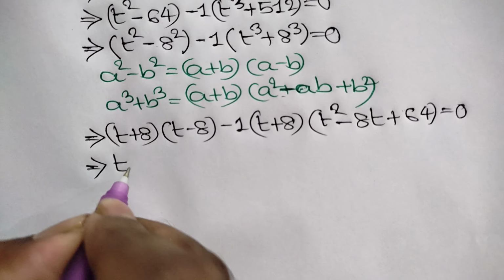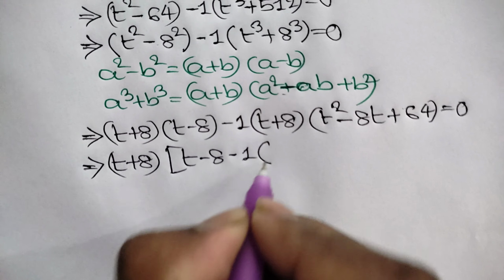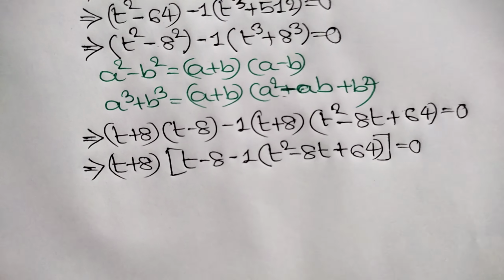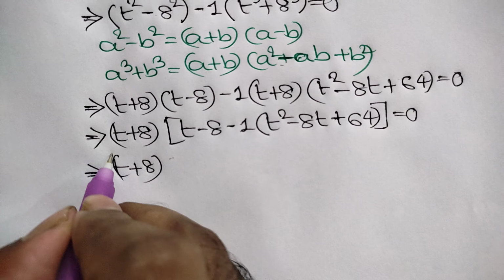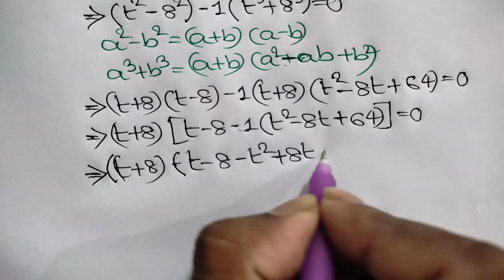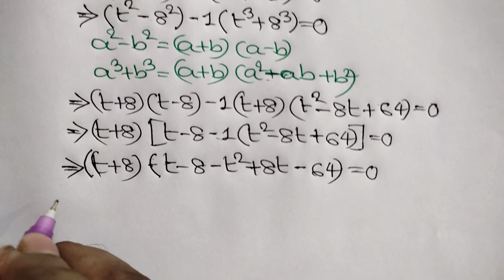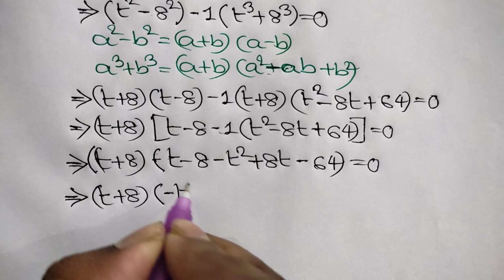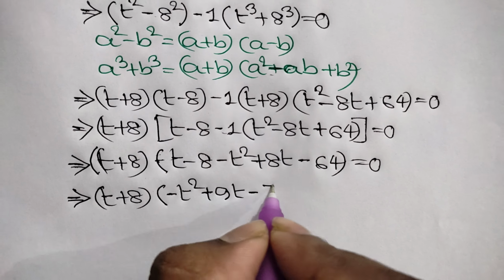Now taking common t plus 8, we will get t plus 8 times t minus 8 minus 1 times t square minus 8t plus 64 is equal to 0, or t plus 8 times t minus 8 minus t square plus 8t minus 64 is equal to 0, or t plus 8 times minus t square plus 8t plus t is plus 9t, minus 8 minus 64 is minus 72, is equal to 0.